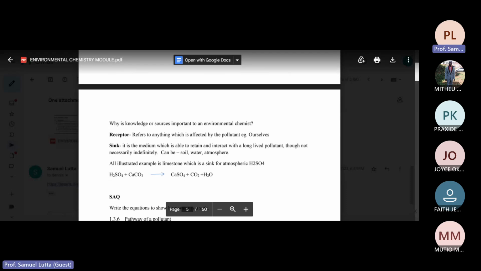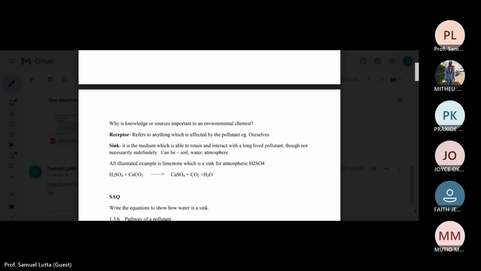So we said one example of a sink is the walls, the walls of buildings which are made of cement. Cement contains calcium carbonate, what we call limestone. Now, when you have acid rain, which falls in the form of sulfuric acid, it can react with the wall to form calcium sulfate plus carbon dioxide plus water. So the wall, therefore, will serve as a sink, because it's now acting as a medium through which this pollutant can be stored for a much longer time.